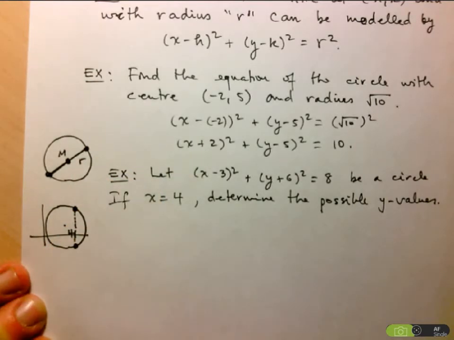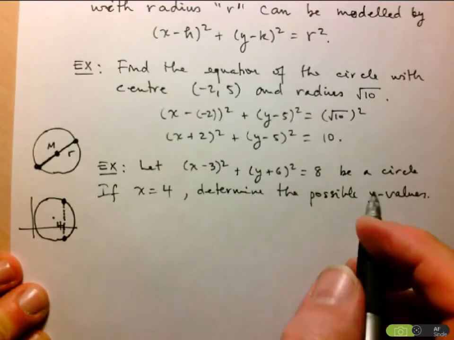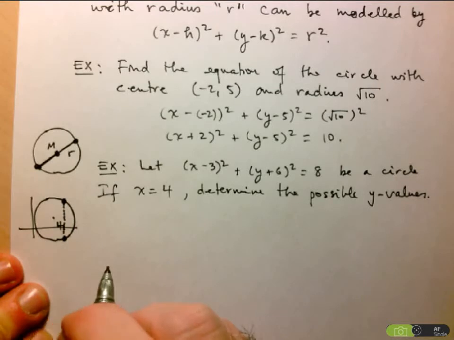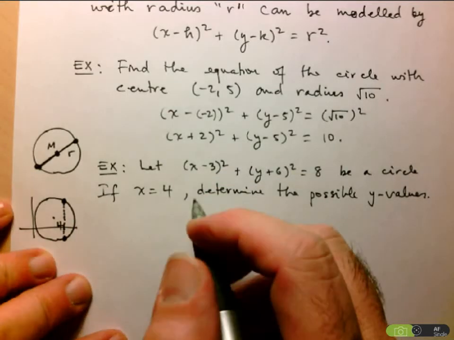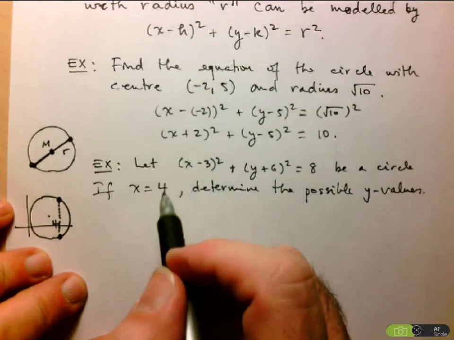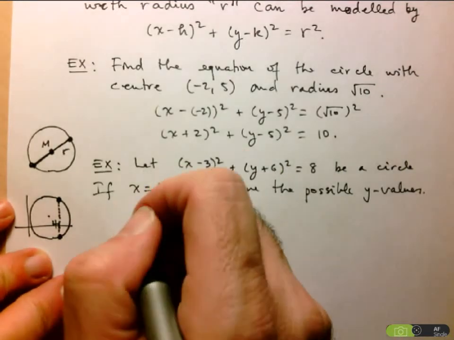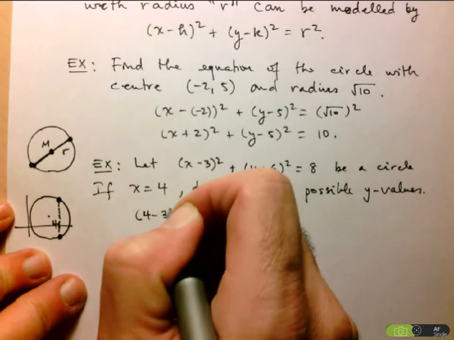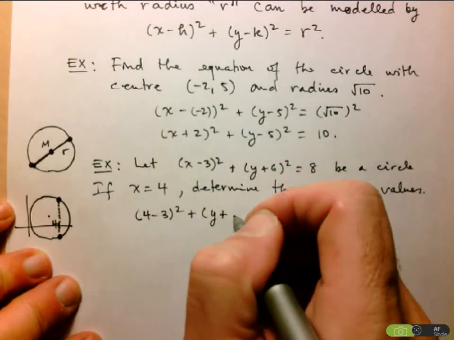So it's not too far to realize that you might actually have two possible y values. But let's see how the algebra works out. Like I normally would do if I have the equation and I'm given one of the variables, I'm just going to replace that in the equation. So here, wherever I see an x, I'll replace it by 4. I still don't know the y value, so I'll leave that as an unknown.